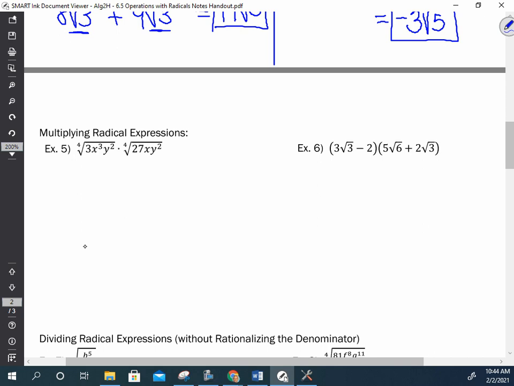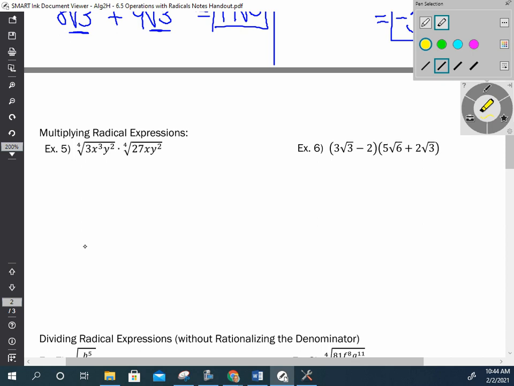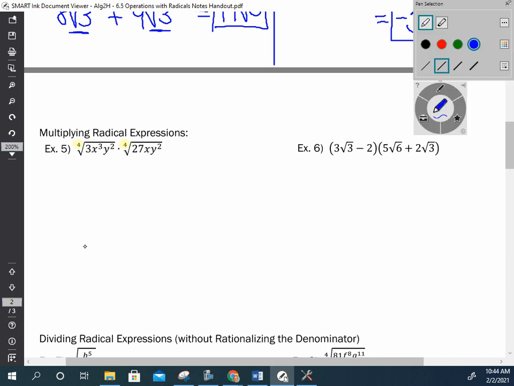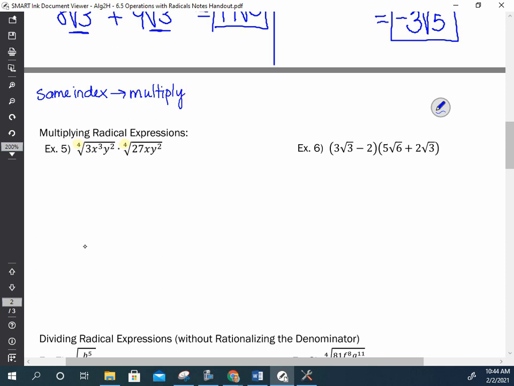So notice that with example 5, both of the indexes are the same. The indexes are the same. So, same index means you can multiply the radicals. You multiply the radicals together. So, you'll still have the fourth root.